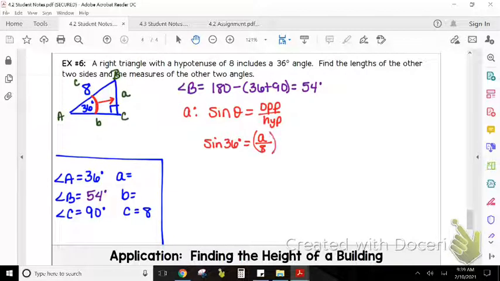The first thing we're going to do is get rid of the fraction by multiplying both sides by the 8. That makes our fraction disappear. So we get A is equal to 8 times the sine of 36 degrees. And now I'll make sure my calculator's in degree mode, and I'm going to type that in. And when I do that, I get A is approximately 4.7.